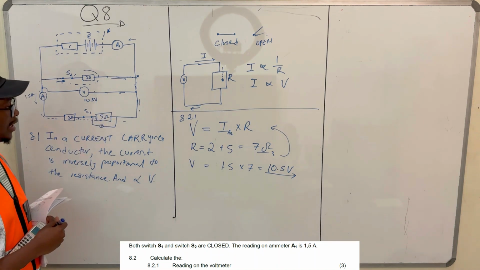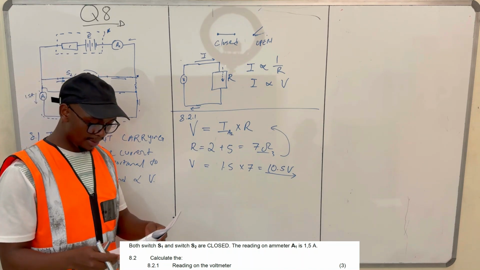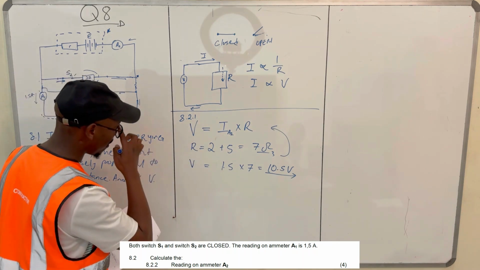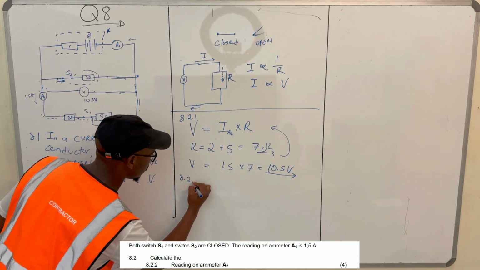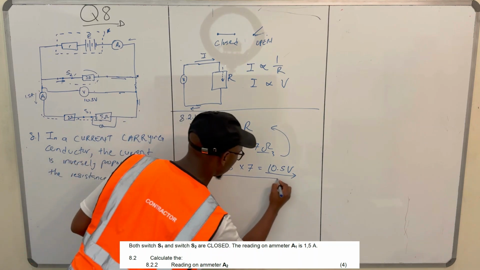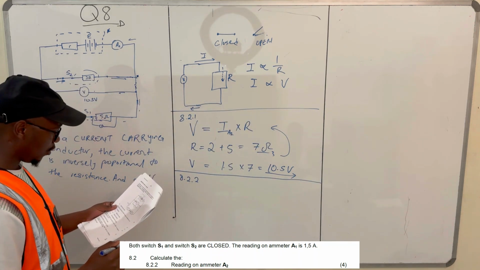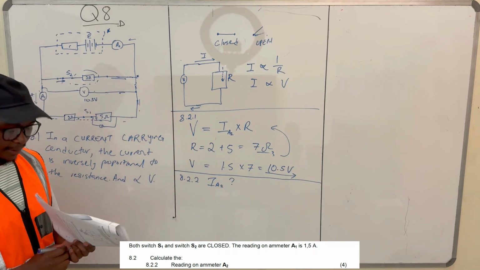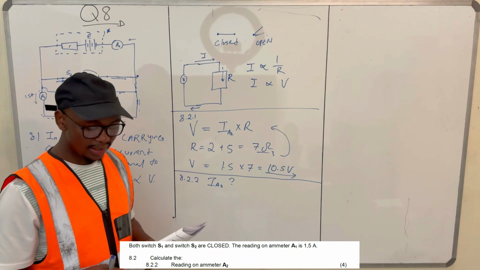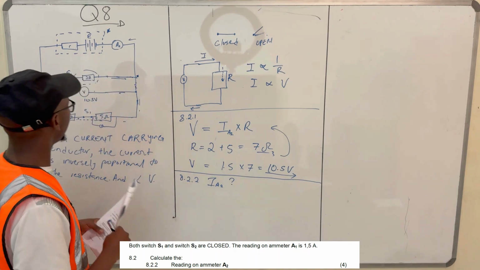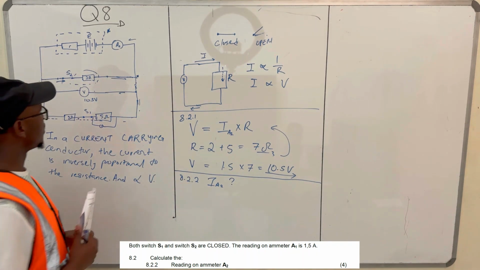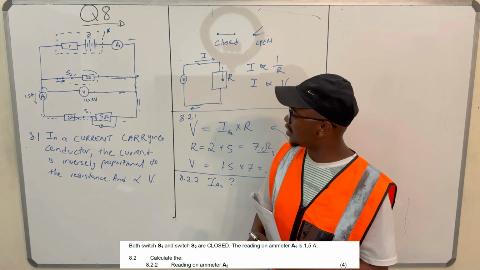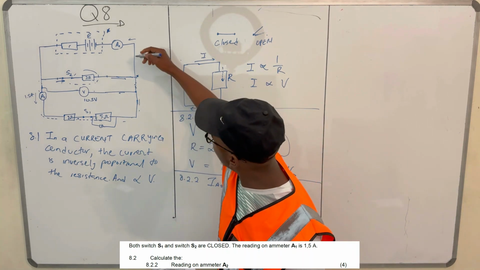Now let's have a look at question number 8.2.2, which is the reading on the ammeter A2. What is the reading? What is I_A2? So let's look at where this ammeter they are referring to is. We go to this circuit. There is A2. Where does A2 sit? Oh, A2 sits along this line.